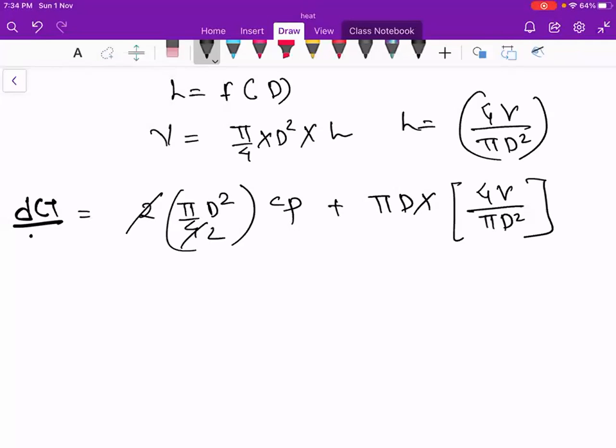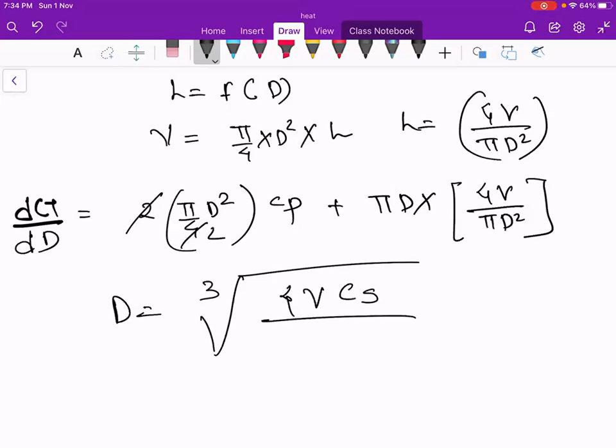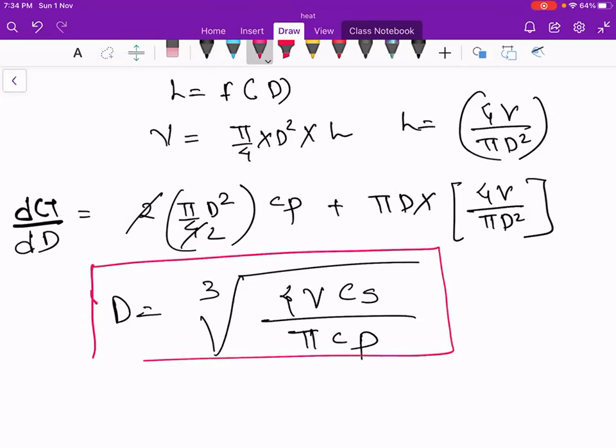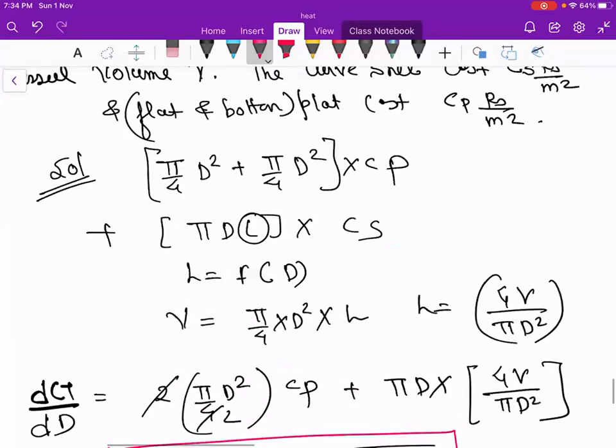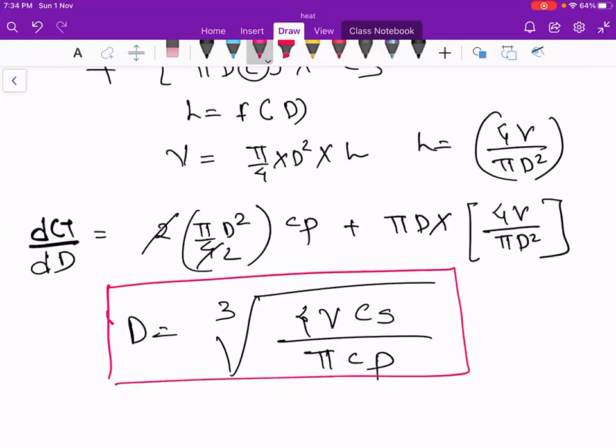Okay, so if you solve this, what will it come to? It will come d equals cube root of 4 V Cs upon pi Cp. Okay, so this is a GATE question. In the previous two questions they have given the equation directly, but in this question we have to form the equation.